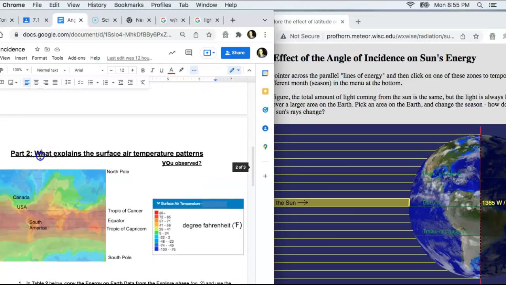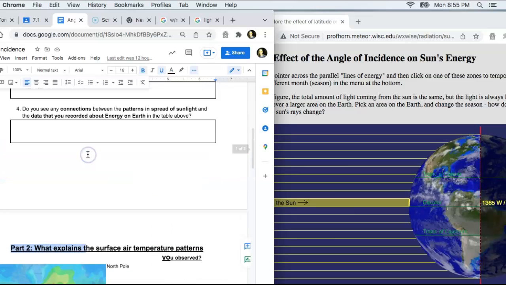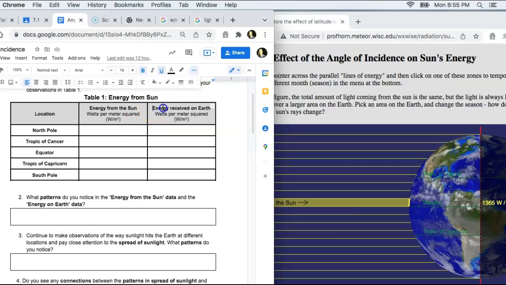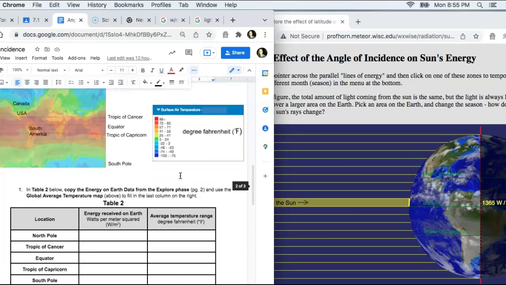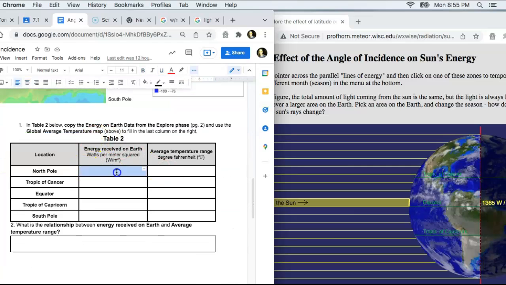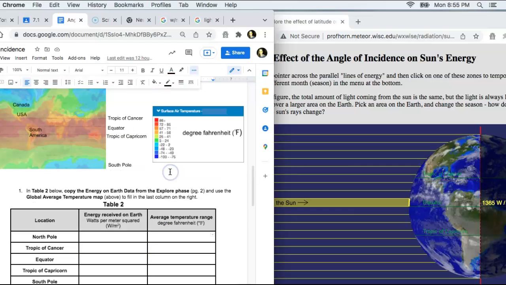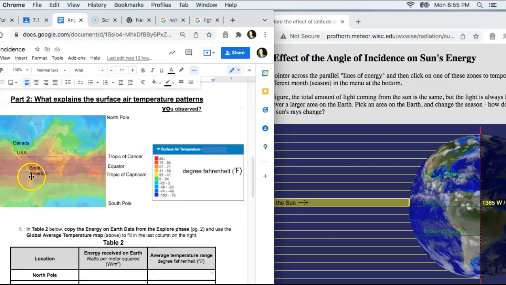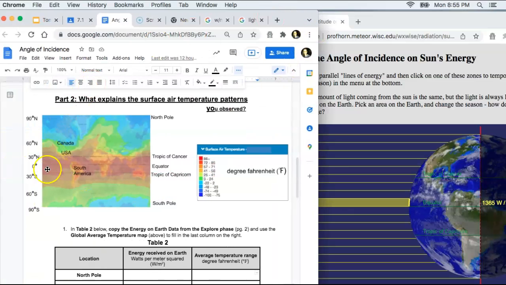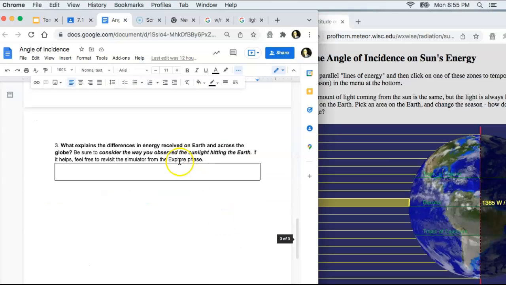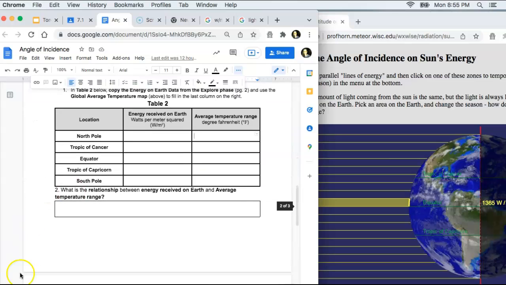And then we can start working on part 2, where you're going to take the information from this column here, copy it, and paste it into this column here. And then kind of guesstimate the average temperatures based on this data here. So use that information and then answer the questions from there.